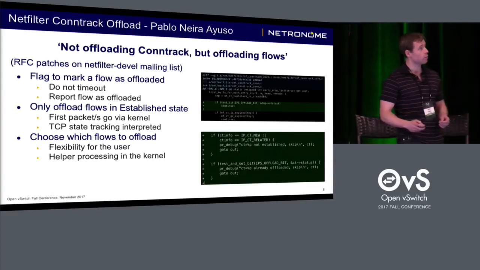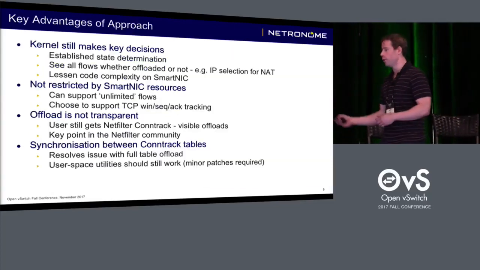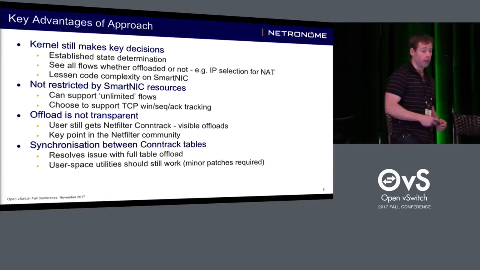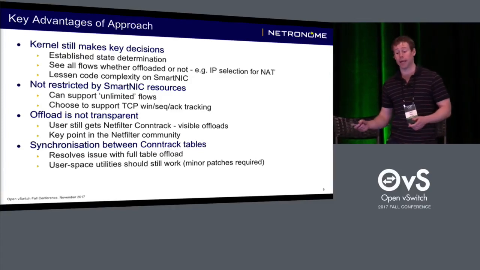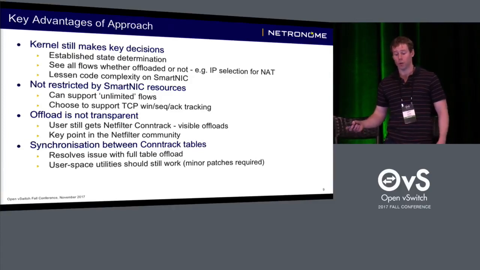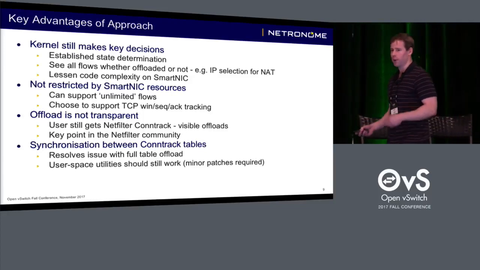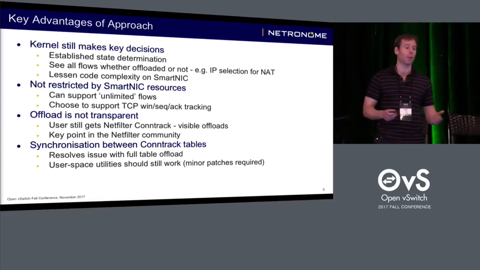So why this approach? What are the advantages of doing it this way? Why not try and offload everything in Conntrack? Well, first thing, the kernel and Netfilter Conntrack within the kernel still gets to make a lot of the key decisions. So obviously from a SmartNIC perspective or an offload device perspective, this lessens a lot of the code complexity that we have to offload. But there are also other advantages to it.